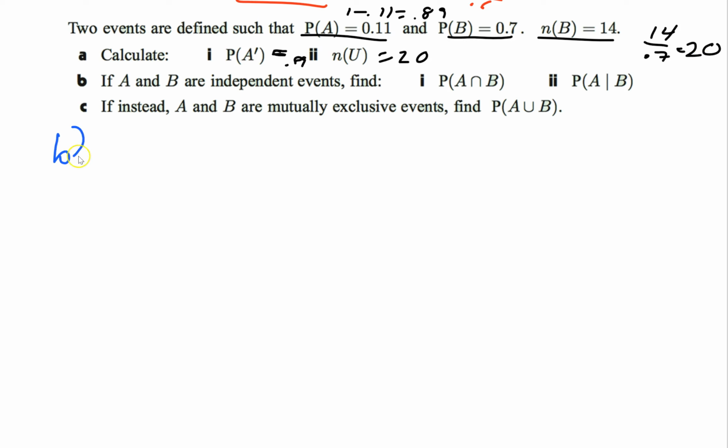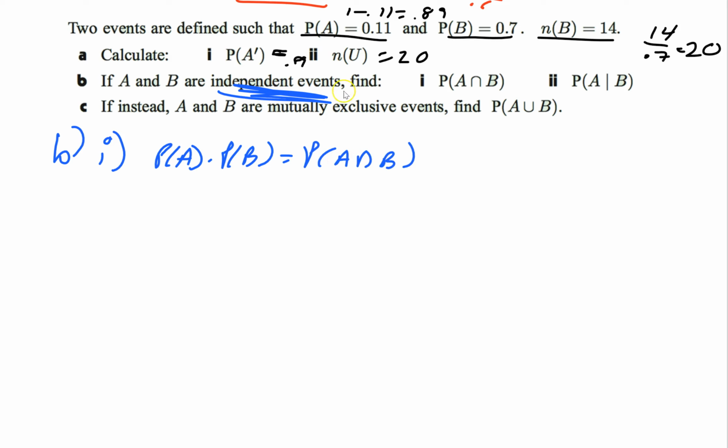Now look at the next one. B1: if they're independent events, right? That means probability of A times probability of B, in your formula sheet, equals probability of A intersection B. Remember, you can only use this when they tell you, and they told me. So do you want me to find the intersection? Well, I have probability of B, luckily, and I have the probability of A, 0.11. You just multiply them together, and you get 0.077. Done.